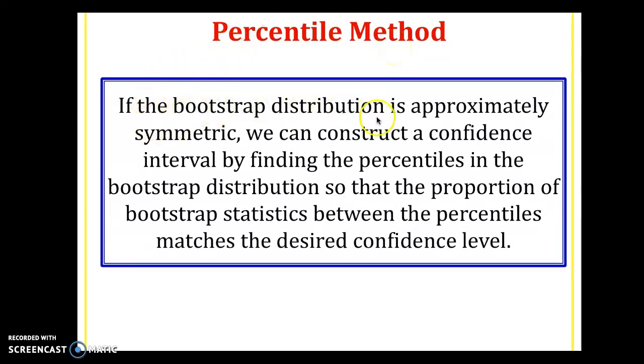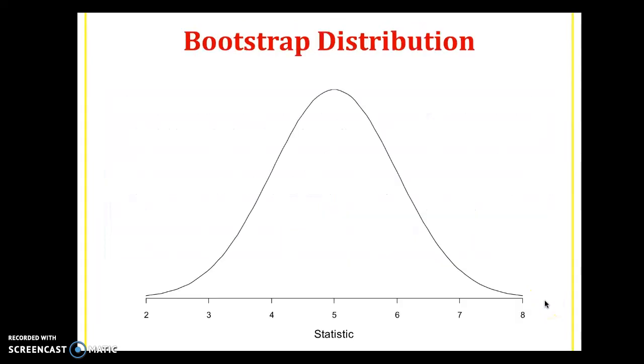If the bootstrap distribution is approximately symmetric, so we need this to be true, we'll look at some examples later on in these slides if that's not the case. But if we have a nice symmetric bell-shaped distribution, we can construct a confidence interval by finding the percentiles in the bootstrap distribution so that the proportion of bootstrap statistics between the percentiles matches the desired confidence level. Okay, so that's a lot of verbiage. Let's look at an example.